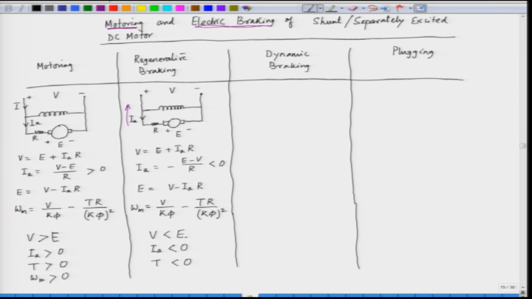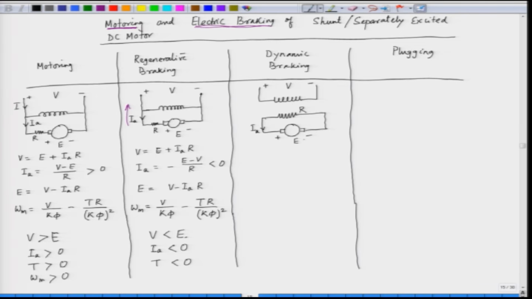Now, in dynamic braking what happens is that we excite the field from a DC source, but the armature is disconnected, and the armature feeds a resistance. The armature feeds the current to a resistance. Now, this is the armature current I A, the back EMF is E. Now, we can write down the equation here. Here we do not have any applied voltage, this is the resistance here. So, the applied voltage has been short circuited.